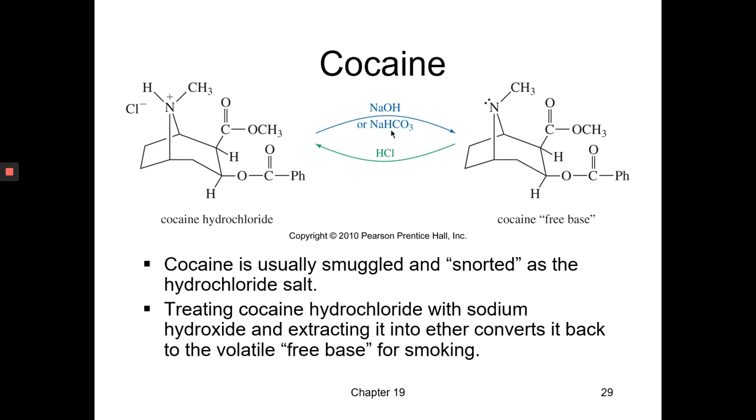If the cocaine hydrochloride is treated with sodium hydroxide or baking soda and then extracted, that converts it back to the free base, which is the form that's used for smoking. When the free base is heated, it makes a cracking noise, and that's the reason why it's called crack cocaine.